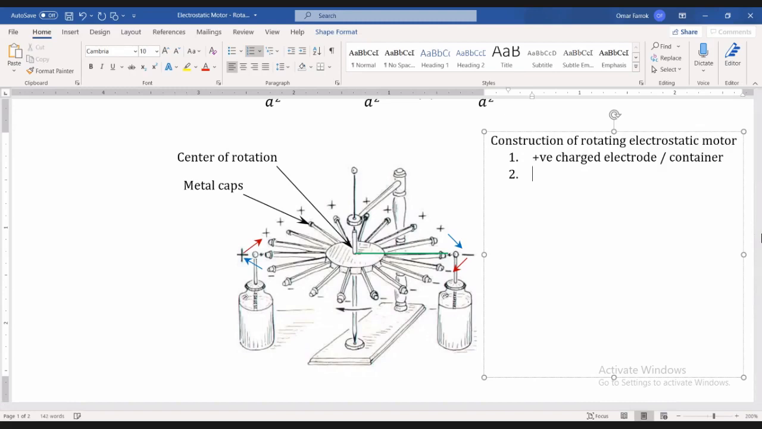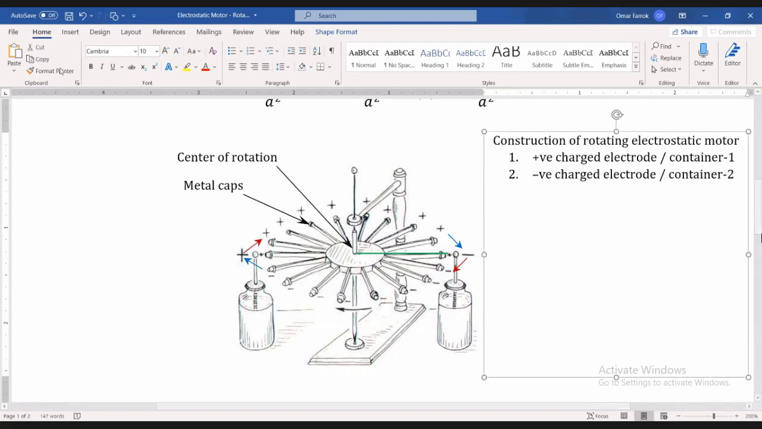So the negatively charged electrode needs another container. You can say this is container 1 and this is container 2. So we can see the containers here. One is on the left hand side, which is the positively charged container. Another is on the right hand side, which is the negatively charged container.